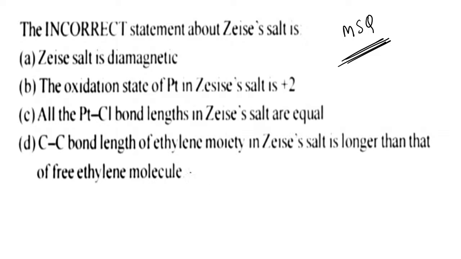So the question is: the incorrect statements about Zeise's salt are. Option A is Zeise's salt is diamagnetic. Option B, the oxidation state of platinum in Zeise's salt is +2. Option C, all the platinum-Cl bond lengths in Zeise's salt are equal. And option D is the C-C bond length of the ethylene moiety in Zeise's salt is longer than that of the free ethylene molecule. Okay, so let's discuss this concept.